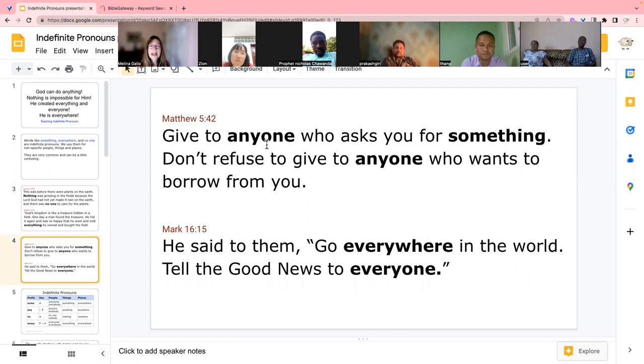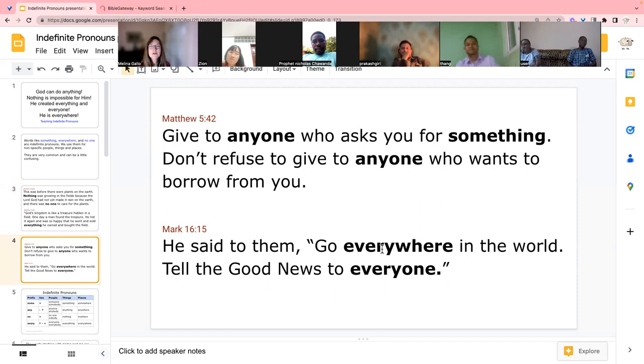Matthew 5, give to anyone who asks you for something. Don't refuse to give to anyone who wants to borrow from you. So this is giving us this sense by looking at these passages of what these words mean. Jesus doesn't say, give to your good friends who are going to pay you back when they ask you for something. He says, give to anyone who asks you for something. Don't refuse to give to anyone who wants to borrow from you.